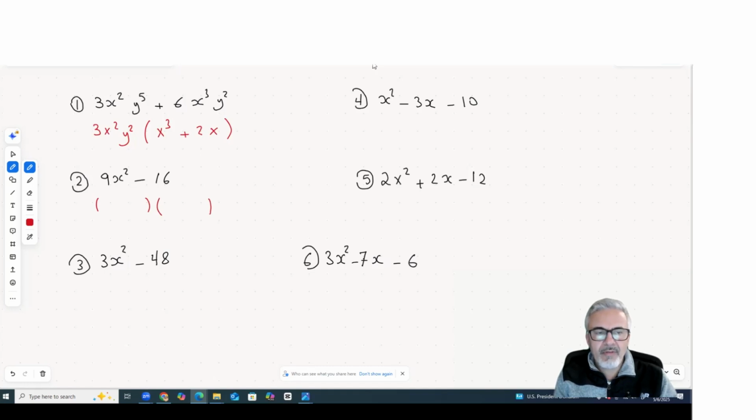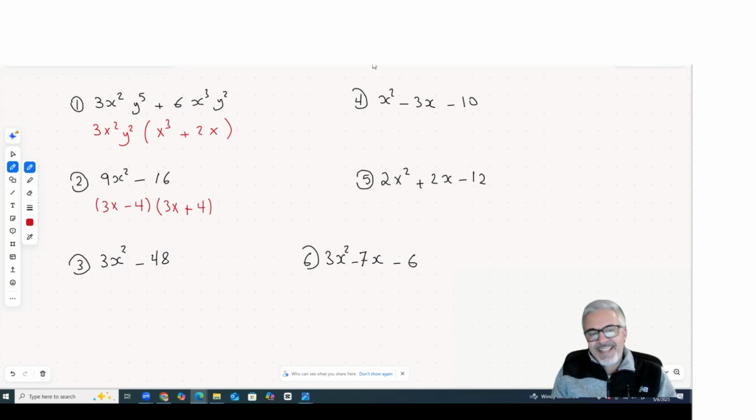Find out what the square root of 9x squared is, which is 3x. You put that here and here. And then you just throw a minus and a plus. Doesn't matter where. Could be a plus minus. And you do the square root of the second term, and the square root of 16 is 4. So you put a 4 here and here. And that's it, as simple as that.